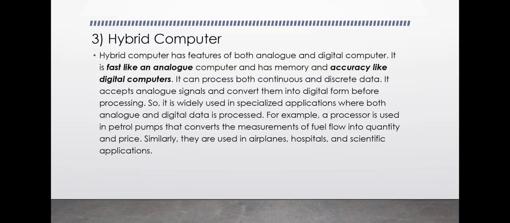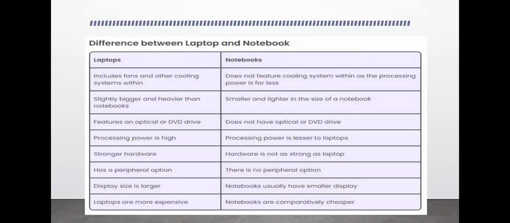So it is widely used in specialized applications where both analog and digital data is processed. For example, a processor is used in petrol pumps that converts the measurement of fuel flow into quantity and price. Similarly, they are used in airplanes, hospitals, and scientific applications.